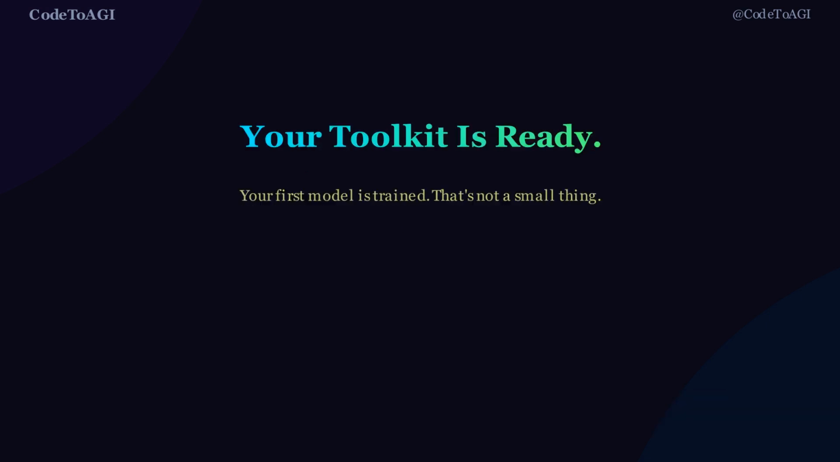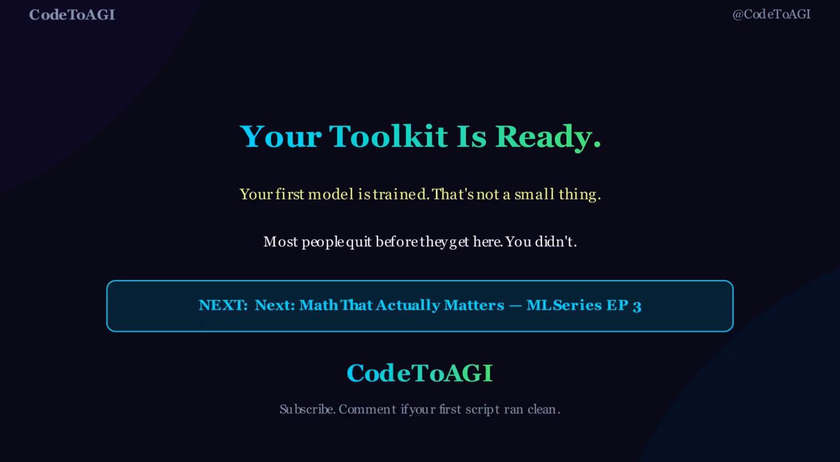Your toolkit is ready. Your first model is trained. That's not a small thing. Most people quit before they get here. Episode 3, the math that actually matters, drops next.